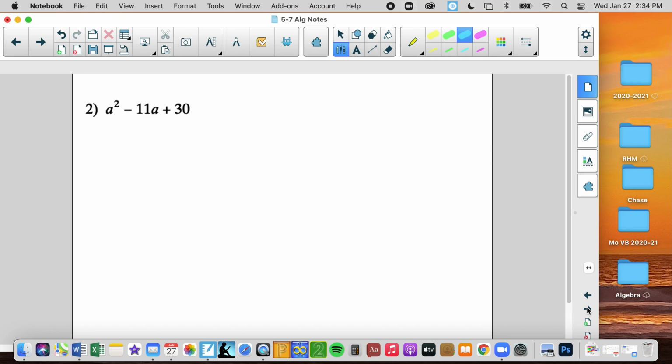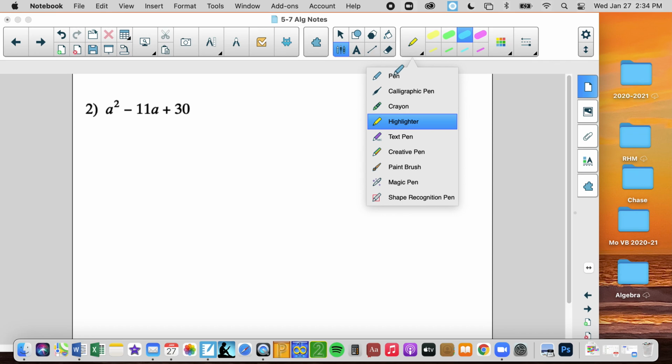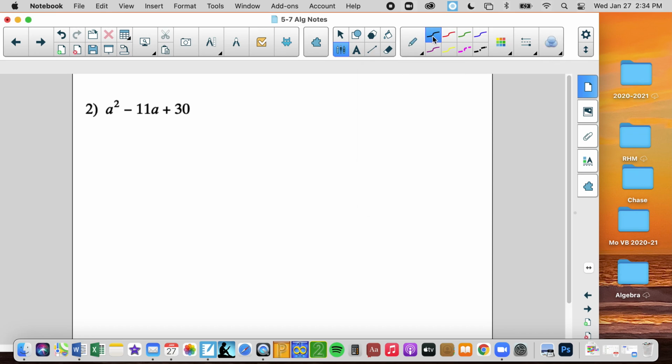So let's take this first problem. We want to check and make sure that it's not any of the special cases. Remember, the first special case was difference of squares. Is this two terms? Is it subtraction between those two terms? And are both of the terms perfect squares? Well, we know that this is not the difference of squares because, first of all, it doesn't have only two terms.